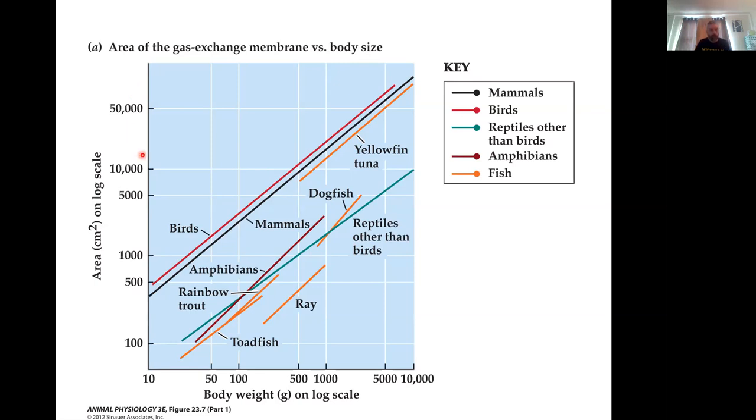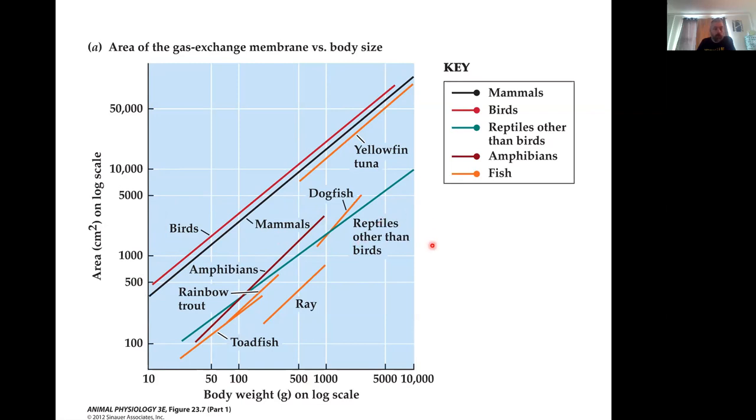So obviously, when we look at body weight versus respiratory membrane area, there's a positive relationship there. But not all animals you see here are on the same line. They've all got different trend lines. And the separation in trend lines has to do with activity level. So things that are very active and at high metabolic rates, like birds and mammals, have the highest surface area per unit body size.